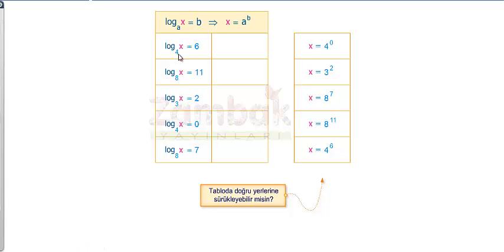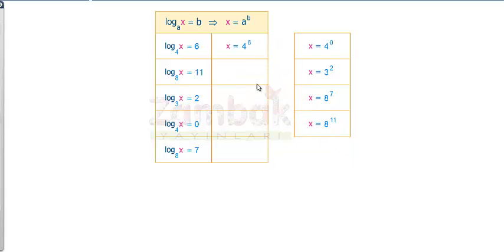Now the base of the logarithm is 4, it's equal to 6. So this is going to be 4 to the power of 6. Okay. Base is 8, logarithmic base is 8, and x should be equal to 8 to the power of 11. Logarithmic base is 3, and here this is 2, so this is 3 to the power of 2.